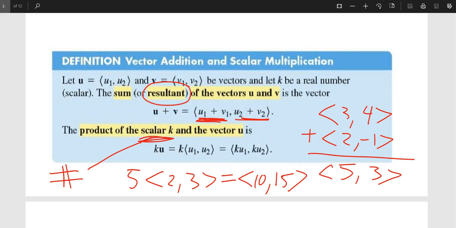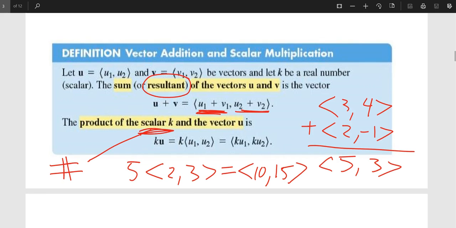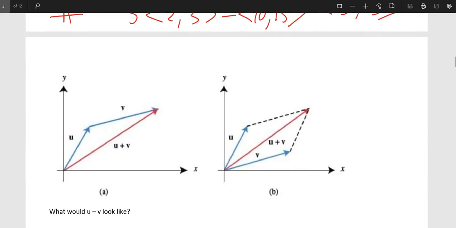And if all I'm doing is multiplying that by 5, you're just multiplying the 2 by 5 and the 3 by 5, and you get a new vector, 10, 15. You should be fine with multiplying and adding, or subtracting, since subtracting is adding a negative. But I need you to understand what the pictures mean.